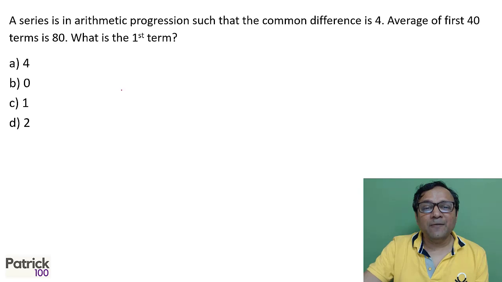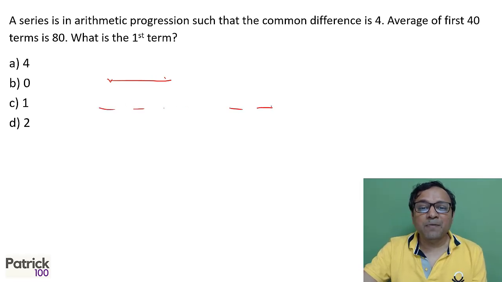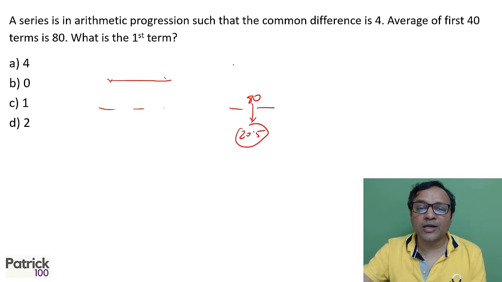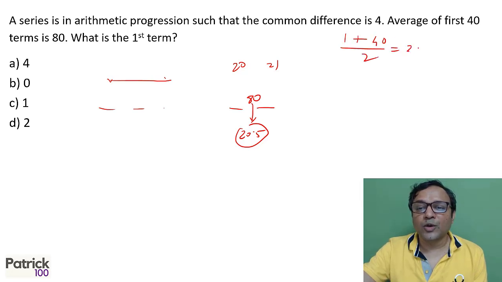A series of AP is such that the common difference is 4. Average of first 40 terms. When you say first 40 terms, the average will always be the middle term. Middle term here will be the 20.5 term, which is 80. Okay, the middle term is the 20.5 term, which is between the 20th and 21st term. Because 40 terms, right? Average will be (first term plus last term) divided by 2, 20.5. Since the difference is 4, that means the previous number will be 78, the next number will be 82.